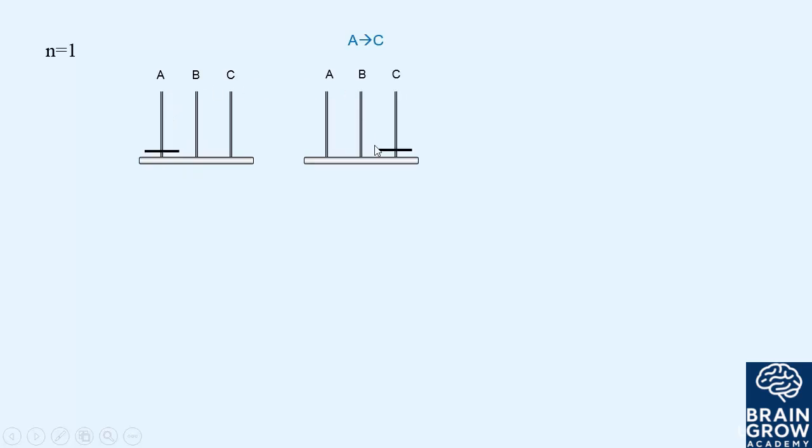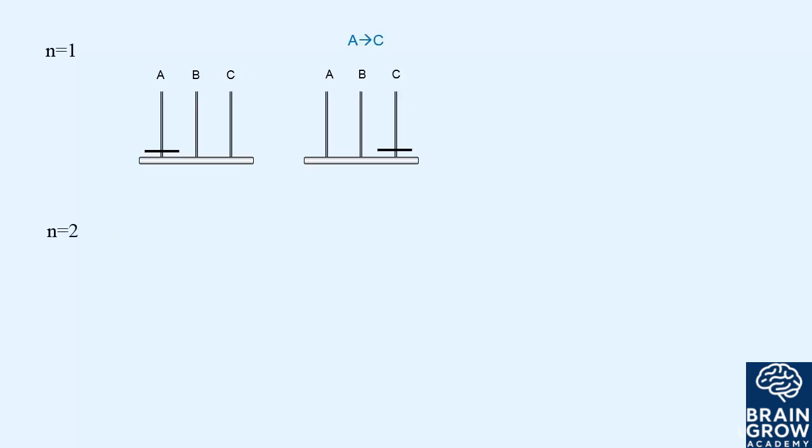First, let's see the solution for n is equal to 1. There is only one disk on pillar A. So in this case, the solution is very simple. We just have to move this disk from A to C. And this will be the base case of our problem. Now we have to identify the recursive case. For that, first we'll solve the problem for n is equal to 2 and n is equal to 3.